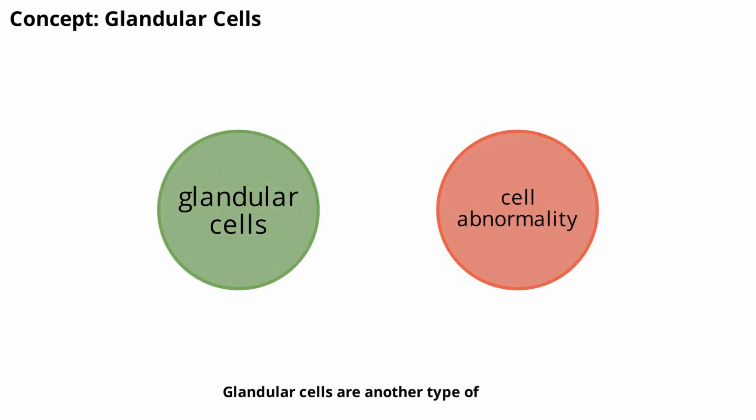Glandular cells are another type of cell found in the cervix and uterus. Abnormalities in glandular cells are less common, but can also indicate precancerous changes. Your report may mention these if any changes are detected.